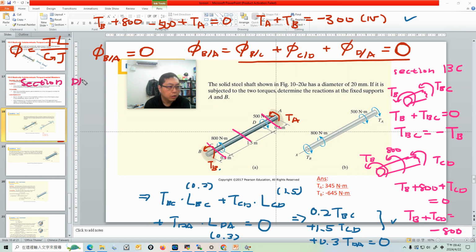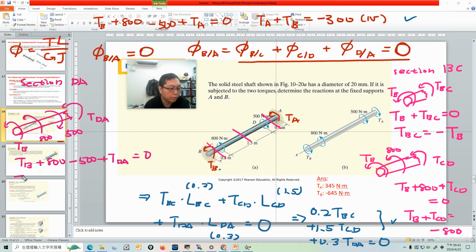And in section DA, what do we have? If I cut here, section DA. So I assume it's counterclockwise torque TDA, and in section DA we have 500 here and 800 here, and we have a TB. So TB plus 800 minus 500 plus TDA is equal to 0. So we will have TB plus TDA is equal to minus 300.